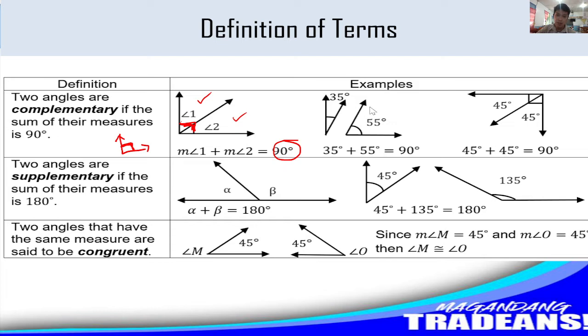Next, example number 2 is this, 35 and 55. If you add 35 plus 55, the answer is 90 degrees. So this is another example of complementary angles. The next one is this. 45 degrees is the first angle, and the second angle is another 45 degrees. Of course, if we add 45 and 45, the answer is 90 degrees. So that is about complementary angles.